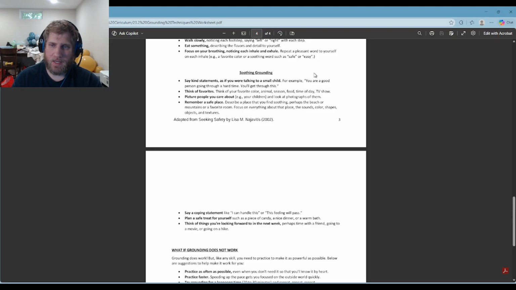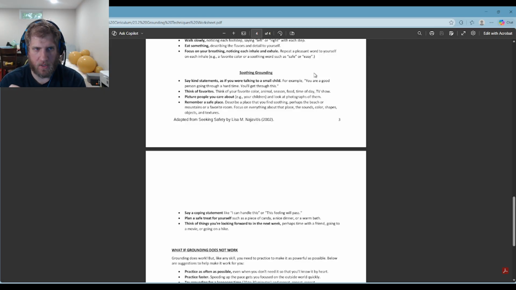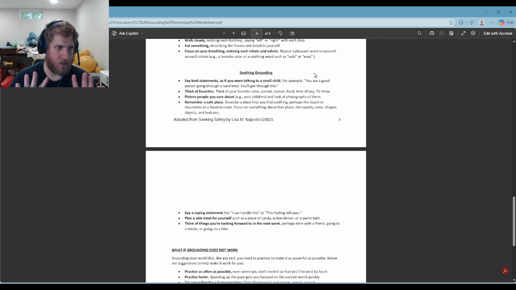The last category here is soothing. So things like kind statements, as if you're talking to a small child. Think of favorites, picture people you care about, remember a safe place, say a coping statement, plan a safe treat for yourself. Think of things you're looking forward to next week. The safe treat is a good one. I've seen objects, kind of a joke, where it's a glass box with a candy bar inside, like, smash this during an emergency. So make sure you're having those self-soothing strategies, that is key.